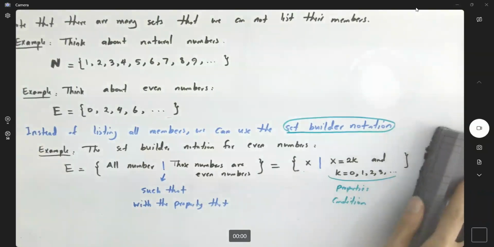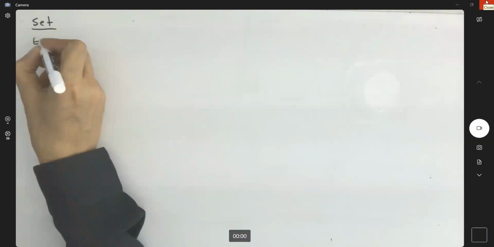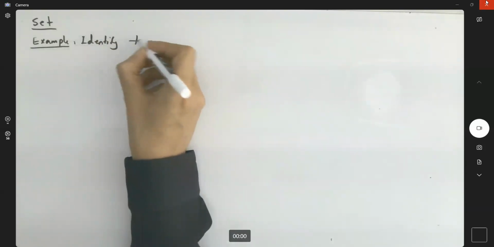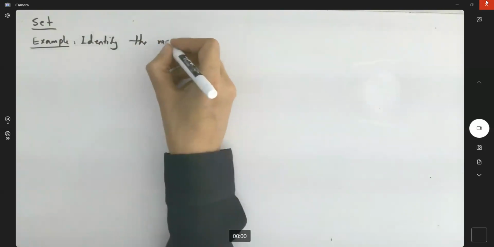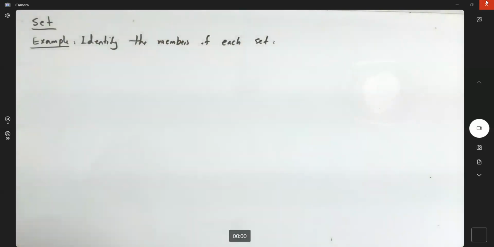Very well. Let's move on to more sets. Let's take a look at the following examples. Now I'm going to give you some sets and I'm going to ask you to identify the members of these sets. Example. Identify the members of each set. Very good.